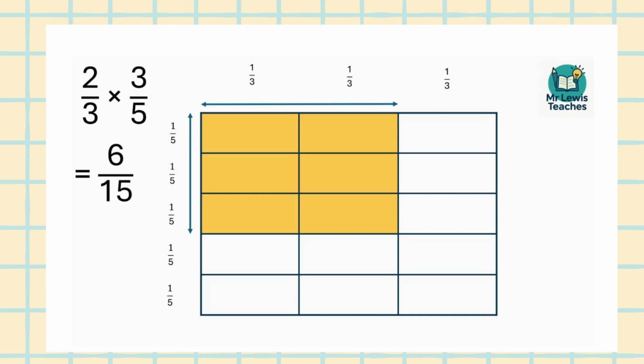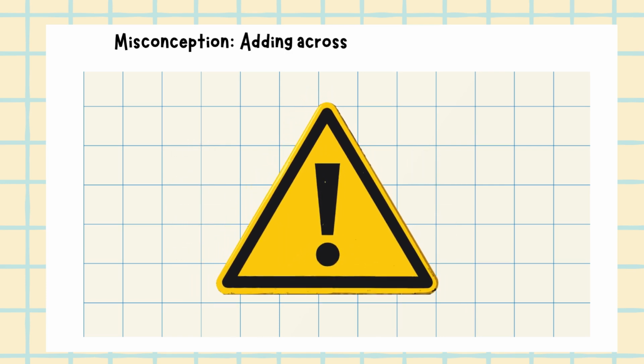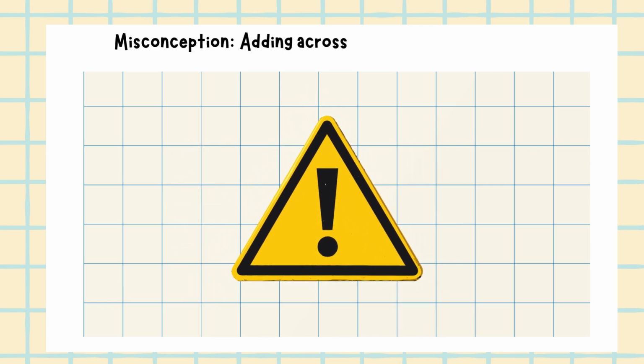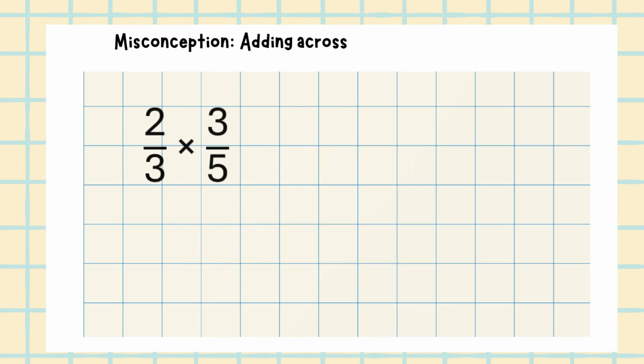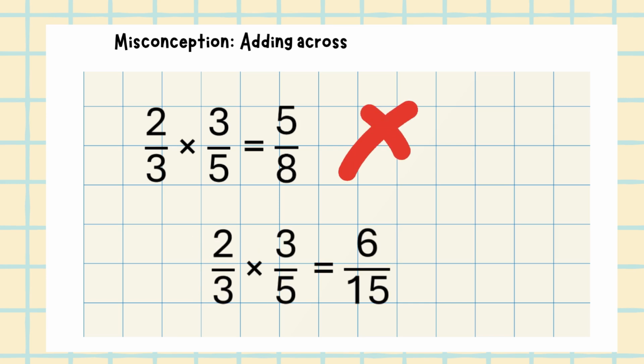And here's something interesting that you might notice. The 6 comes from 2 times 3, and 15 comes from 3 times 5. You can see a little pattern starting to form there when we multiply fractions by fractions. Unfortunately, although this is a helpful pattern, another common mistake is adding across instead of multiplying. So when multiplying fractions, we multiply numerator by numerator, and then the denominator by the denominator, or top by top and bottom by bottom.